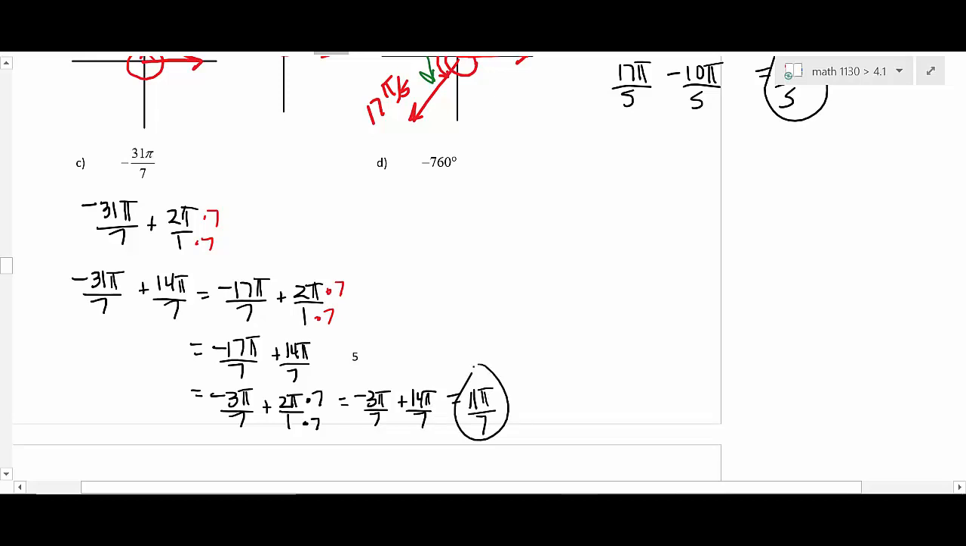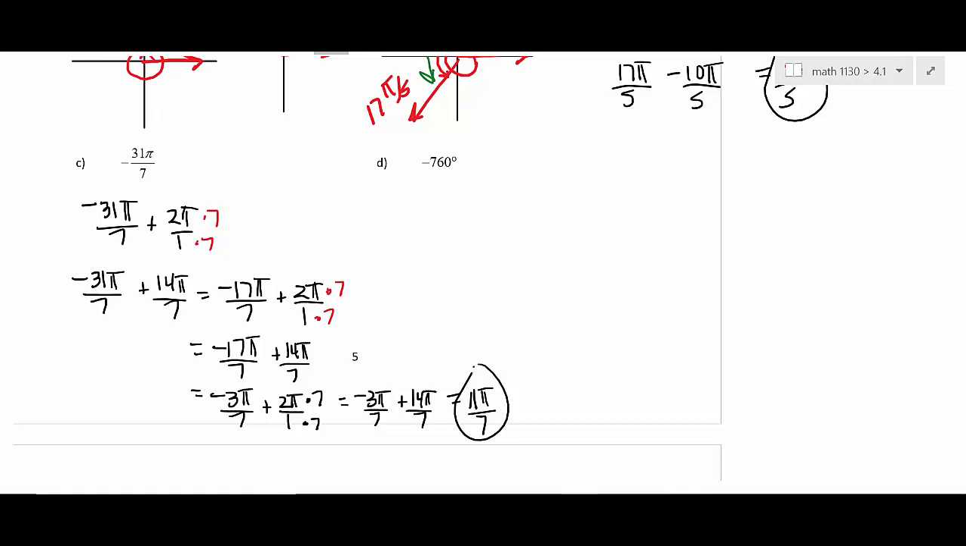Okay, so that's one way to do that. And what I see on this is this: if you did 31 divided by 7, that's what? That goes 4 times with something left over. So it's clearly more than one lap around the circle.